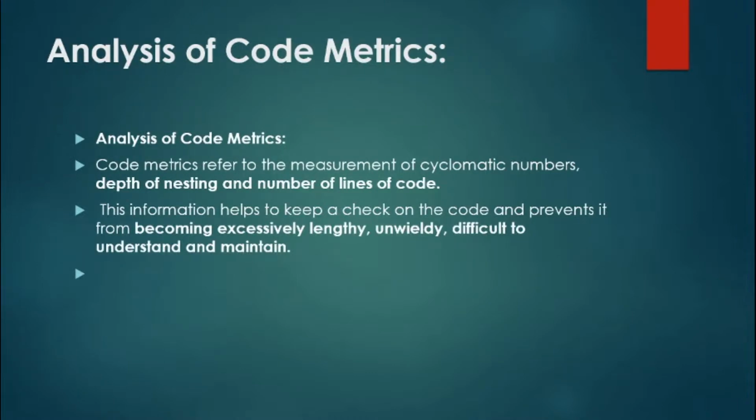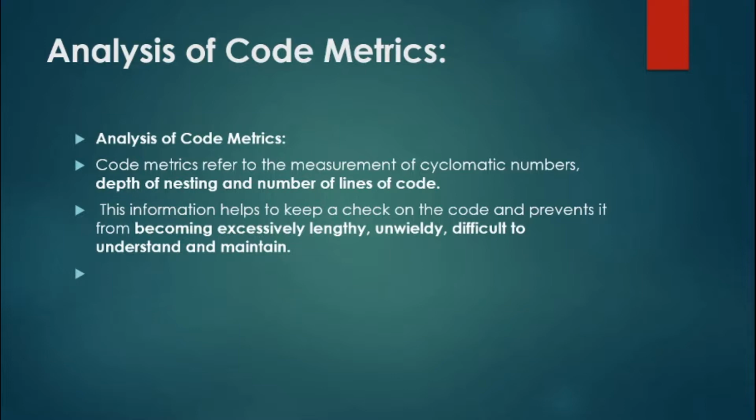Okay. Now, the second one is the analysis of the code metrics. What we mean by code metrics is the measurement of the cyclomatic numbers or the number of lines of code or the depth of the nesting. You may have seen that there is nesting in for loops, like there are several for loops under a single for loop. That is called nesting. And also there are a large number of lines of code for a particular application or software.